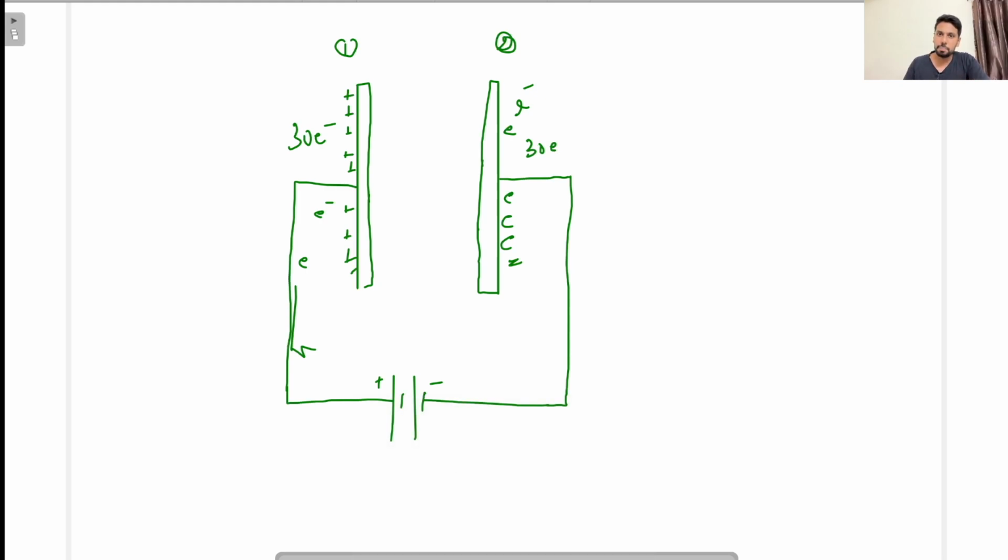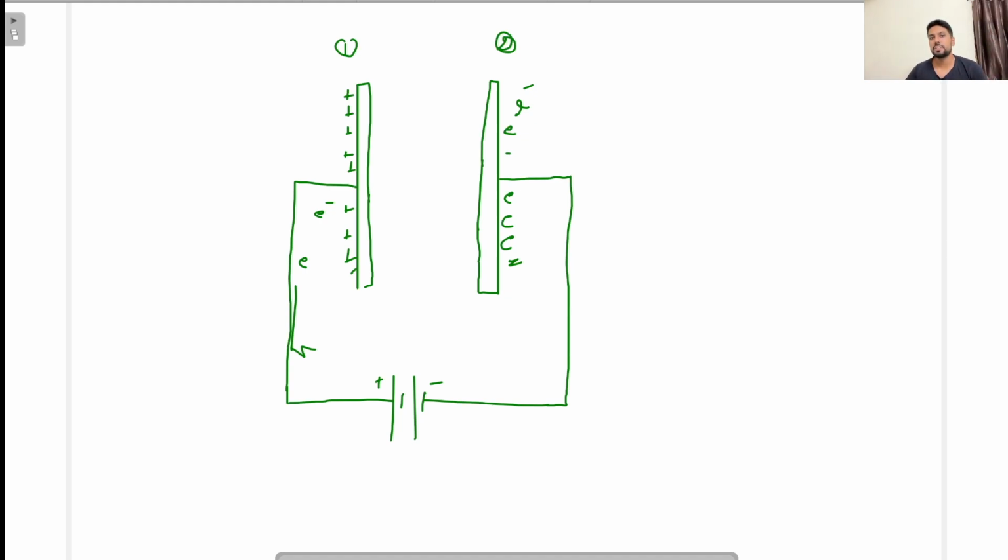So what is the charge of plate 2? Minus 30. And what is the charge of plate 1? Plus 30. So in plate 1 and plate 2 you will have the same charge magnitude, but one will be positive, the other negative. Understood? This is the reason why both the plates have equal charge. Why? Because the number of electrons removed from the first plate is the number of electrons added to the second plate. So obviously charge is balanced between the plates. One side becomes positive and one side becomes negative.